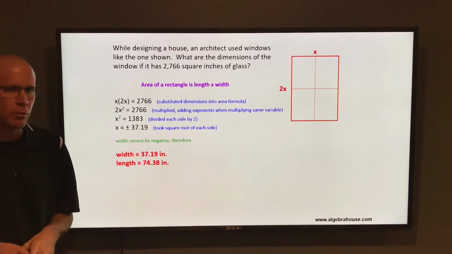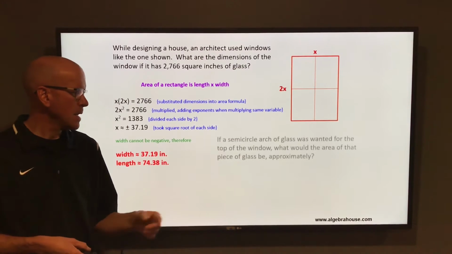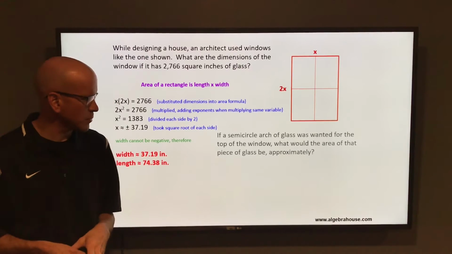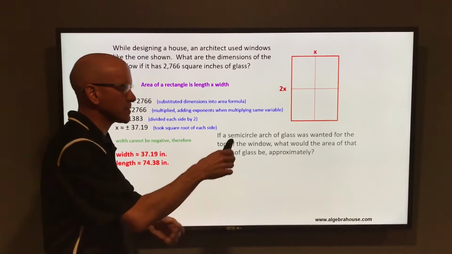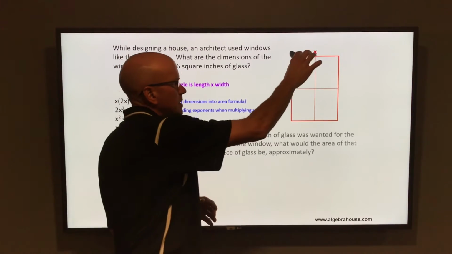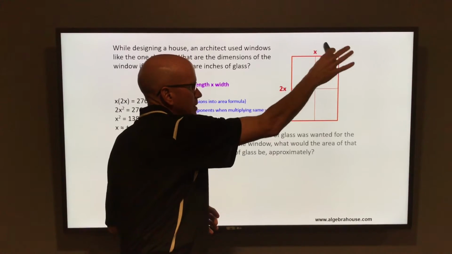If a semicircle arch of glass was wanted for the top of the window, so sometimes you drive by a house and you see a semicircle arch of glass over the top of the window.